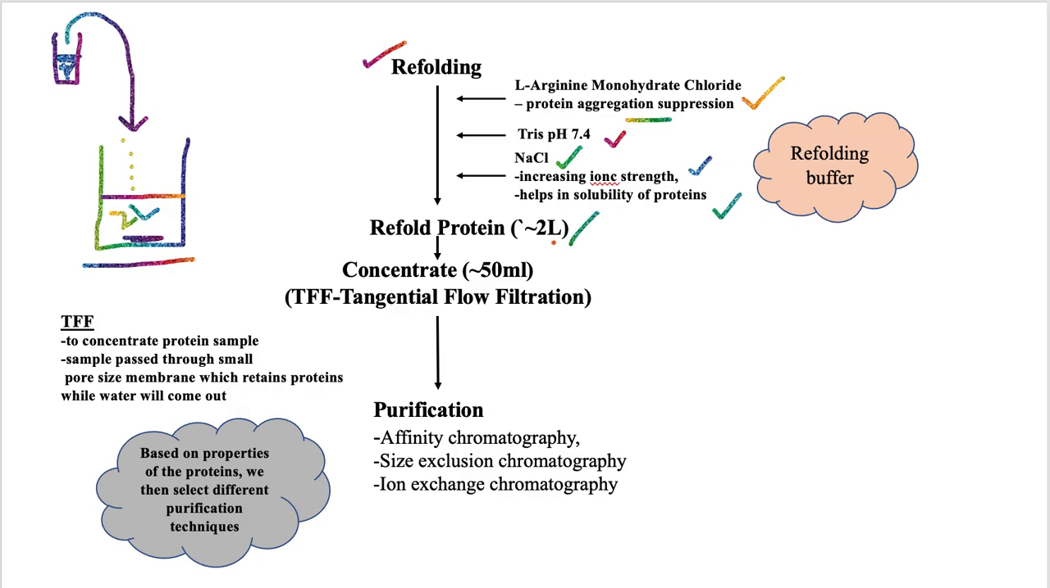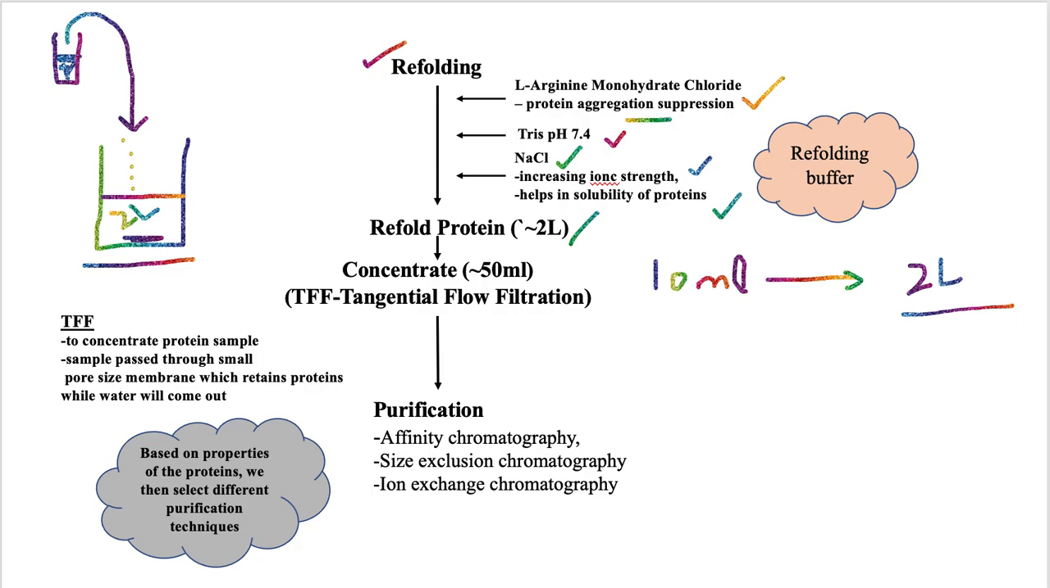So you can see here that I have mentioned 2 liters. So we started with 10 milliliter of the unfolded protein, and we refolded that into a 2-liter refold buffer. So we started with a very small volume, which is 10 mil, and we refolded that in 2 liter of a refold buffer. And the basic idea is that, as I mentioned before, we have to provide a very relaxing environment for these unfolded proteins so that they can refold properly in this refold buffer.